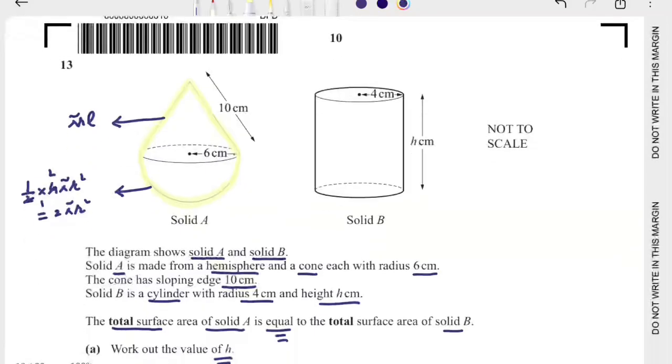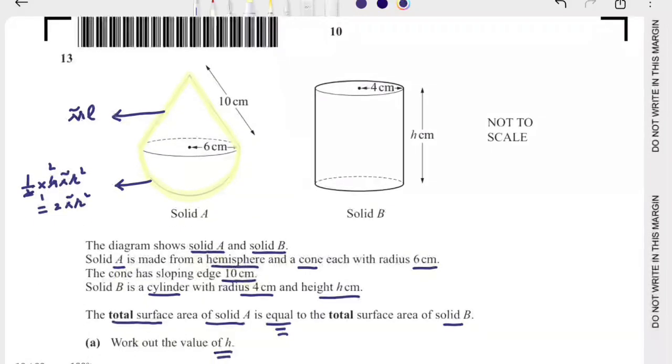Now look at solid B. Its surface area is equal to the area of top and the area of bottom. As there are two circles, so it will be 2 pi r square plus the curved surface area of cylinder, that is this height and this height, that would be 2 pi RH.